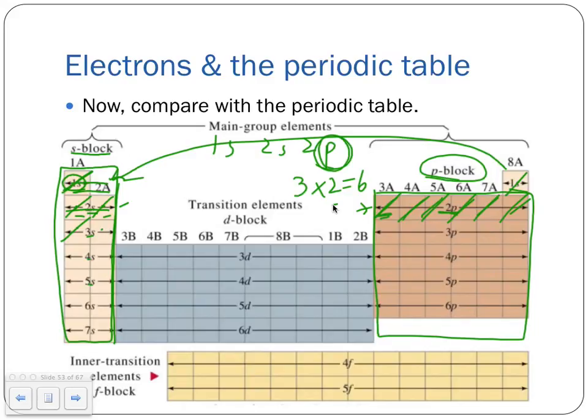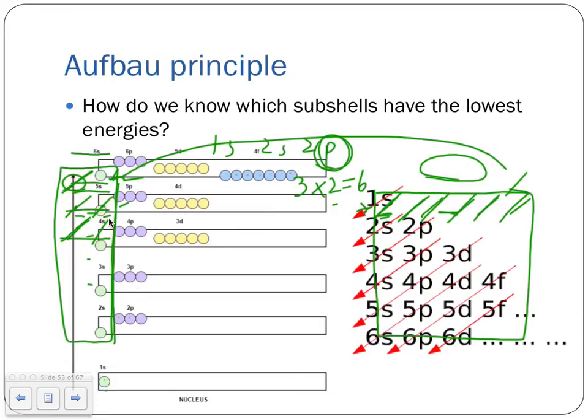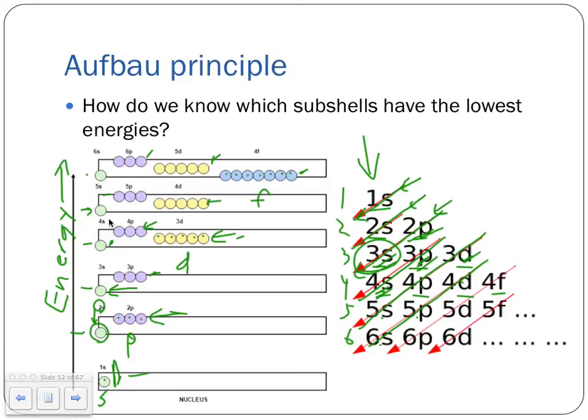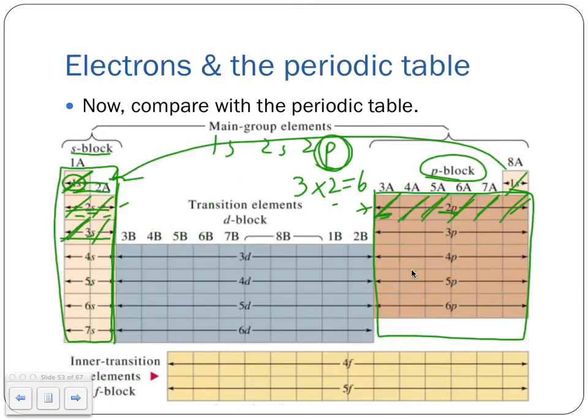And then once you've got that 6 filled up, it can't go in the p orbital anymore. It has to go to the next lowest energy subshell, which is the 3s. And that's got 1, 2 spots. And once the 3s is filled up, we look at what comes next. After the 3s is the 3p. And so where does it go? After the 3s, it goes to the 3p.